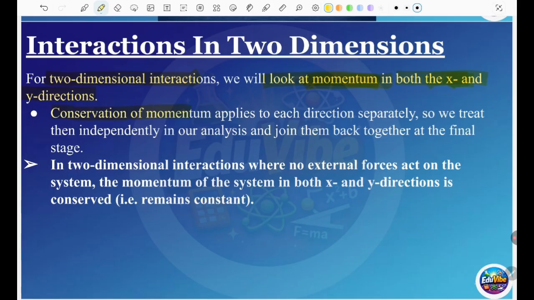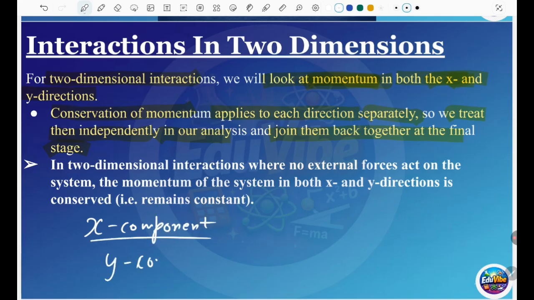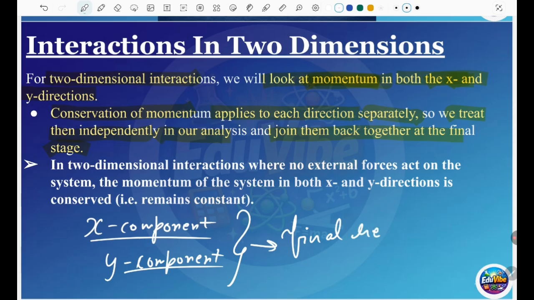The conservation of momentum applies to each direction separately, so in the x and y directions we use the conservation of momentum. We treat them independently in our analysis and join them back at the final stage. When we deal with these types of questions, firstly we find the x component, then we find the y component, and then we combine them both to get the final result. That's how we can work with this.